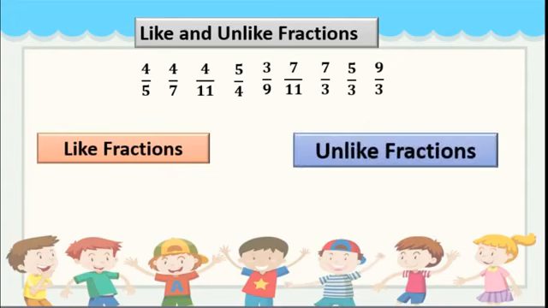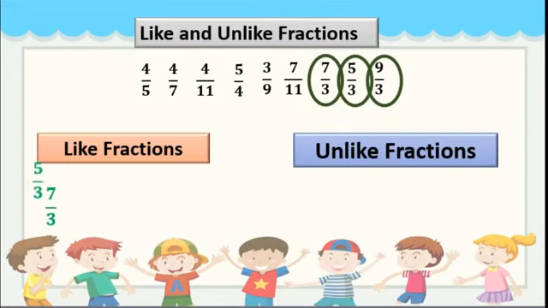Okay. Now here you can see 7 upon 3, 5 upon 3 and 9 upon 3. Yes, any similarities is there among these three? Yes, here 3 is the denominator for all the 3 fractions, correct? So we will write them under the heading of like fractions. Remember dear students, whenever the denominators are same, they are called as like fractions.